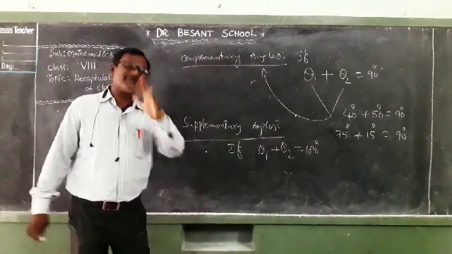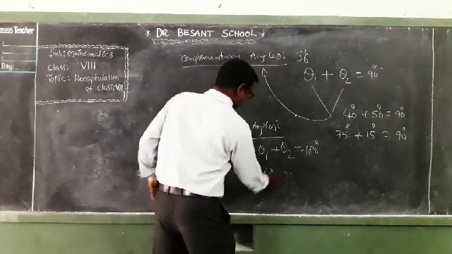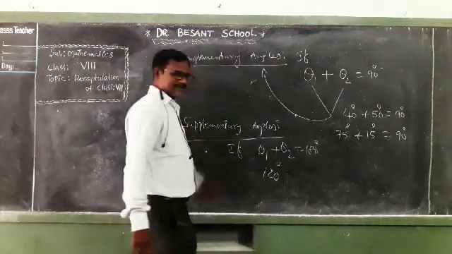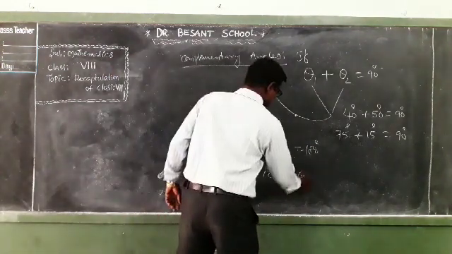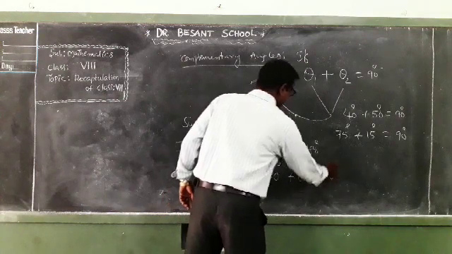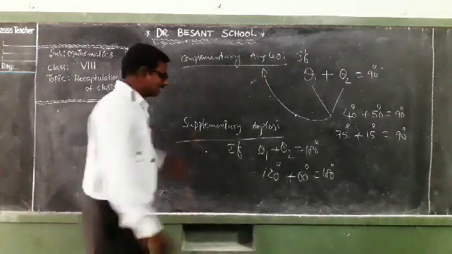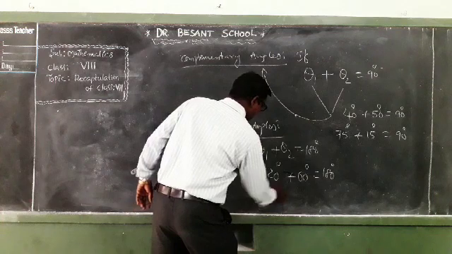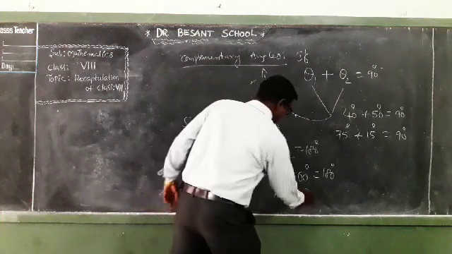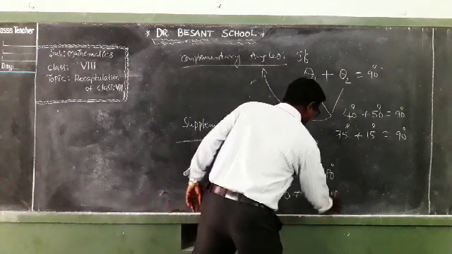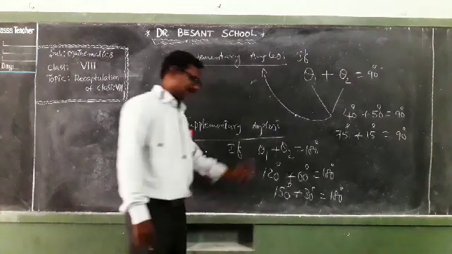Can you say what is the supplementary angle of 120 degrees? 60 degrees. Why? Because 120 plus 60 becomes 180. Can you say what is the supplementary angle of 150 degrees? 30 degrees. Why? Because 150 degrees plus 30 degrees becomes 180 degrees.